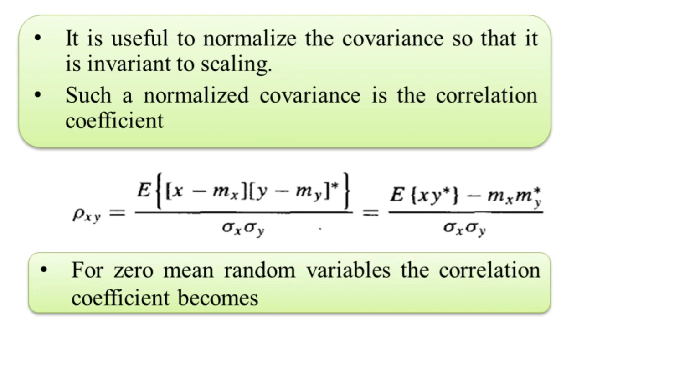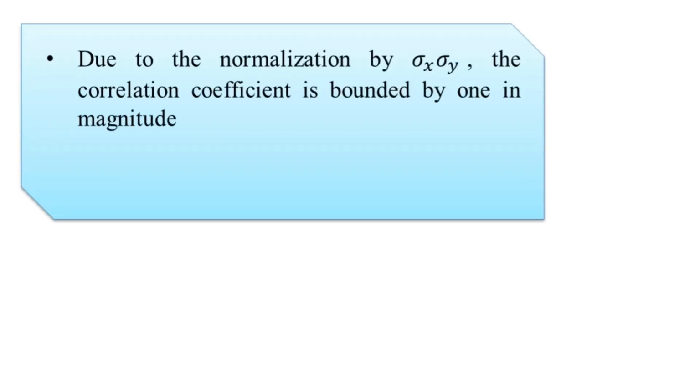So for zero mean random variables, where the means are 0, the correlation coefficient takes the form rho suffix xy equal to the expected value of x into y conjugate, that is the correlation, divided by sigma suffix x into sigma suffix y. Because of such a normalization, the correlation coefficient is bounded to an upper value of 1. Hence we can write mod of rho suffix xy is always less than or equal to 1.